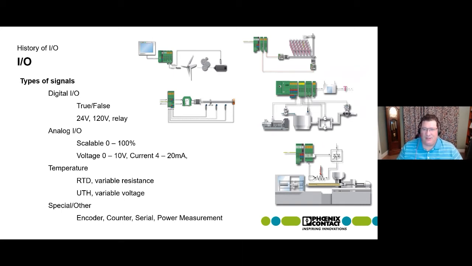Obviously, digital. A digital sensor is a simple true or false, on or off. It is a value that comes back. It could be from a proximity sensor that senses a metal or the presence of an object in front of it. It could be a physical limit switch, something that when you push the switch, you close a physical contact.